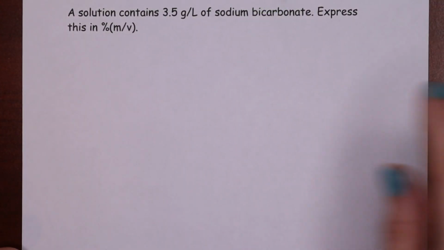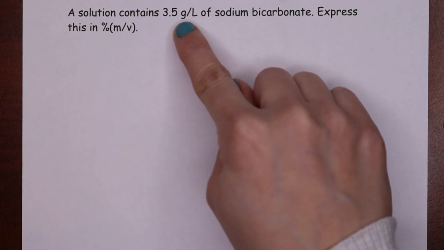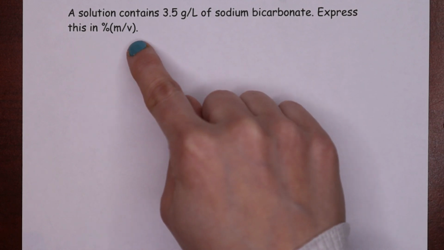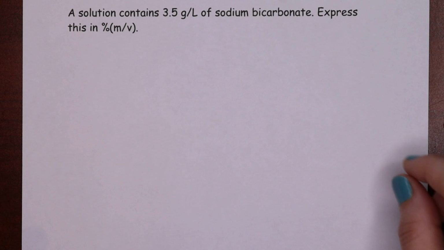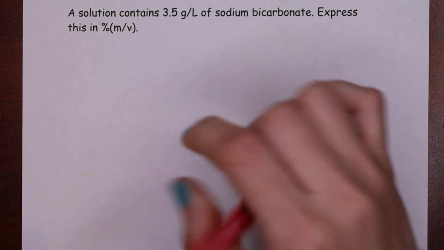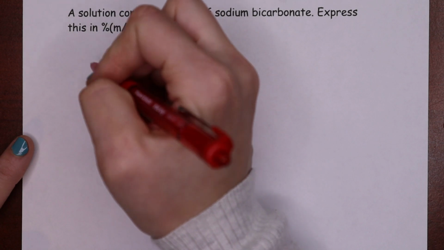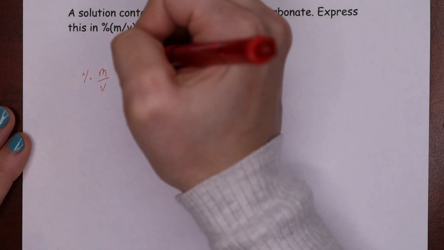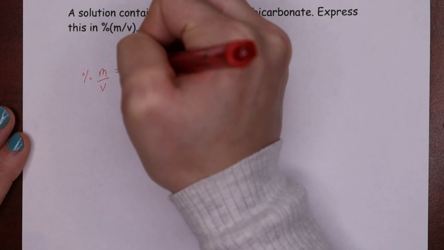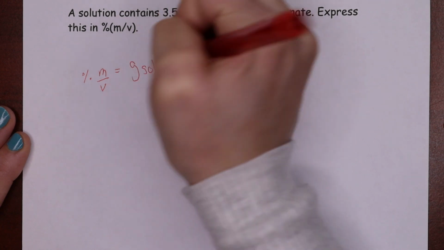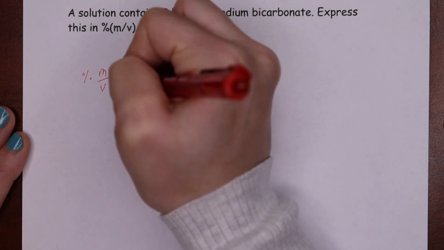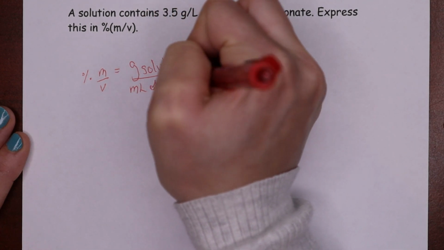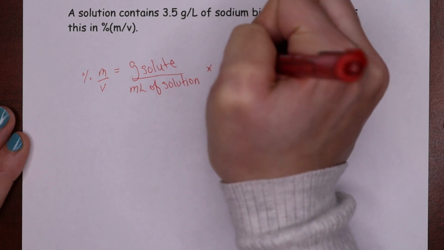The next question says, a solution contains 3.5 grams per liter of sodium bicarbonate. Express this in percent mass over volume. So this mass over volume right here is a unit of concentration, and they want us to know that percent of unit of concentration. So you're going to have to know this equation right here. Grams of solute over milliliters of solution times 100%.